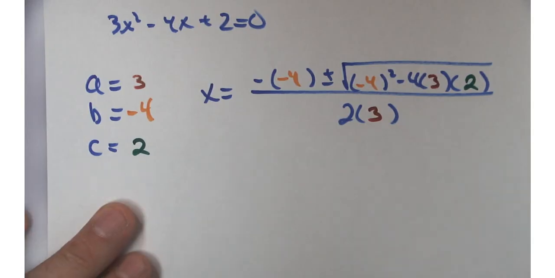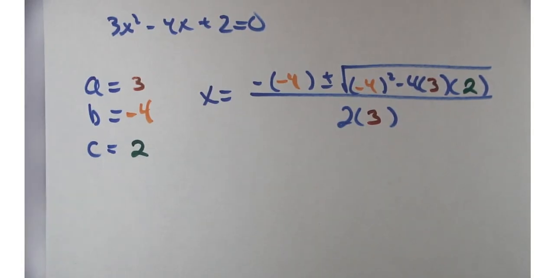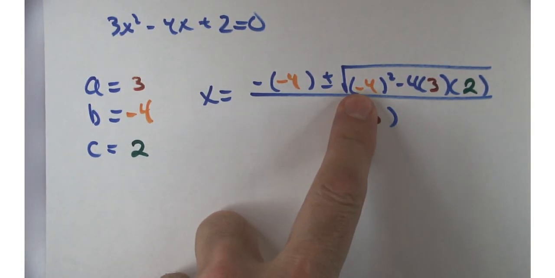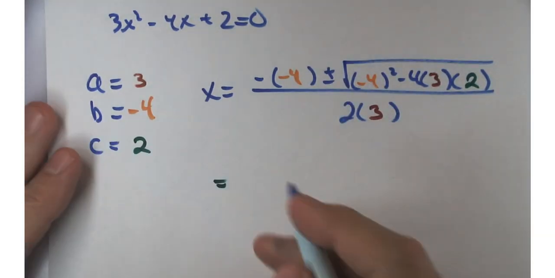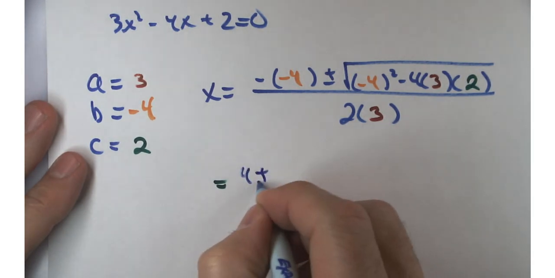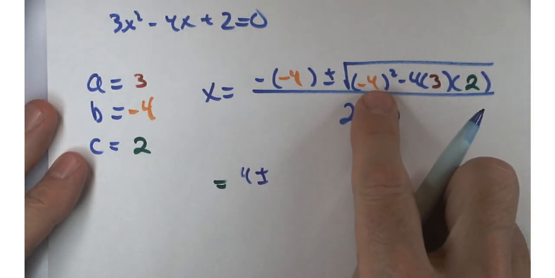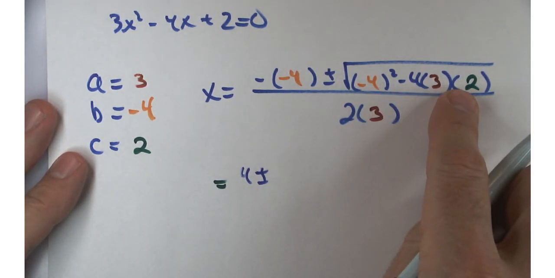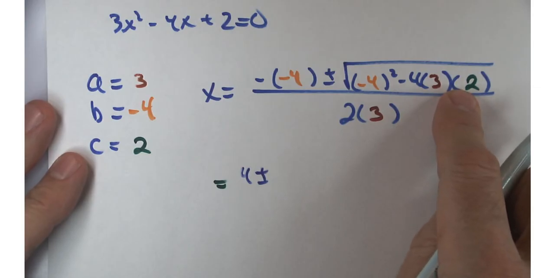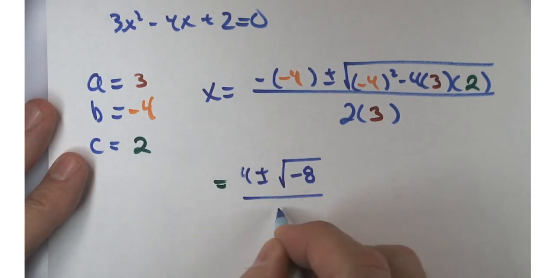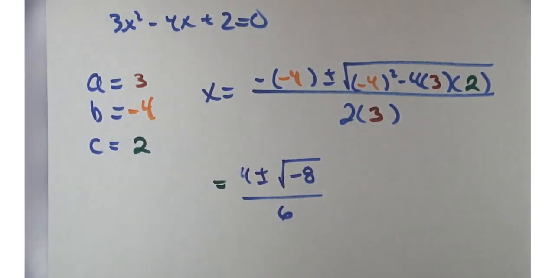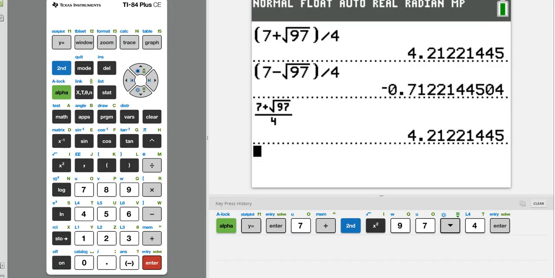Now, I have no problem if you just jump down from here to the next step where this is just one number. That is, it's going to be 4 plus or minus the square root. That's going to be 16 minus 24, which is negative 8. So if you want to just jump down to square root of negative 8, that's fine. Now, how do you get there? It's up to you. Are you good with your mental arithmetic? Great.